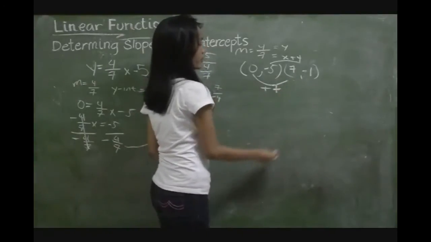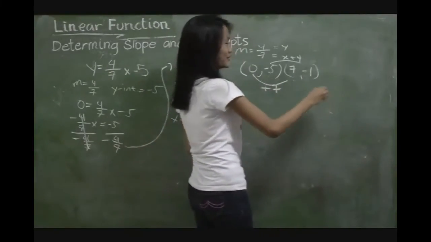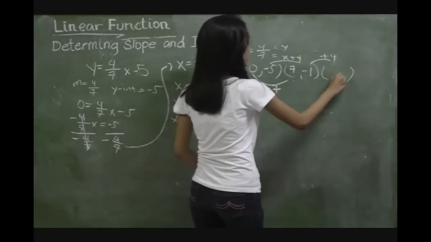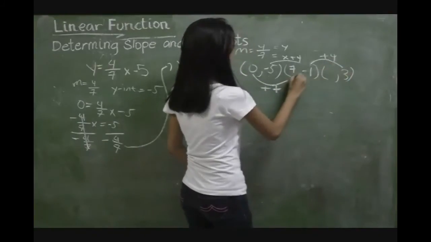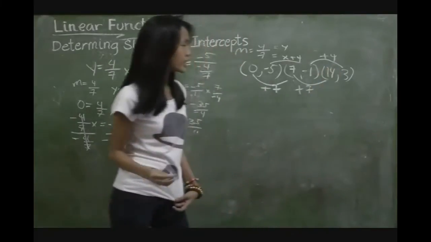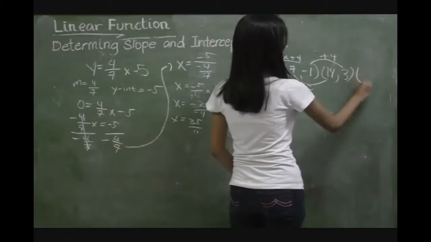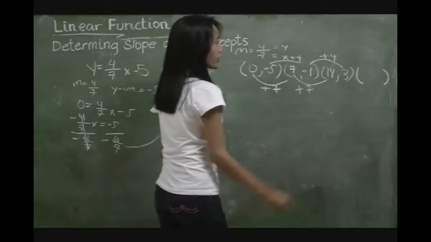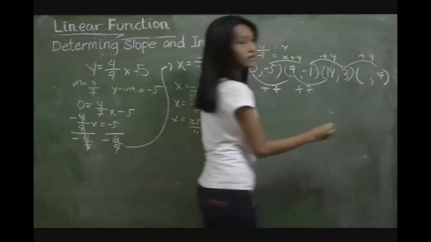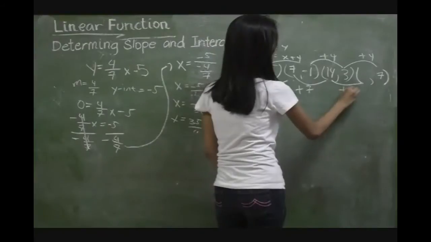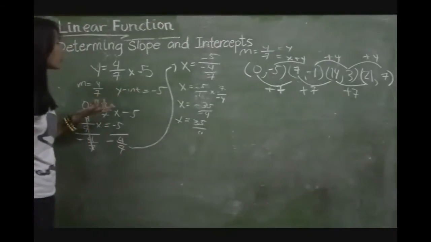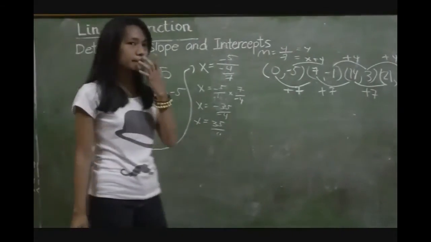This is another point, and it will continue. So, negative 1 plus 4 is equal to 3. And 7 plus 7 is equal to 14. This is another point again. And let us find the third point. So 3 plus 4 is equal to 7. 14 plus 7 is equal to 21. So here are some points of the function 4/7x minus 5.